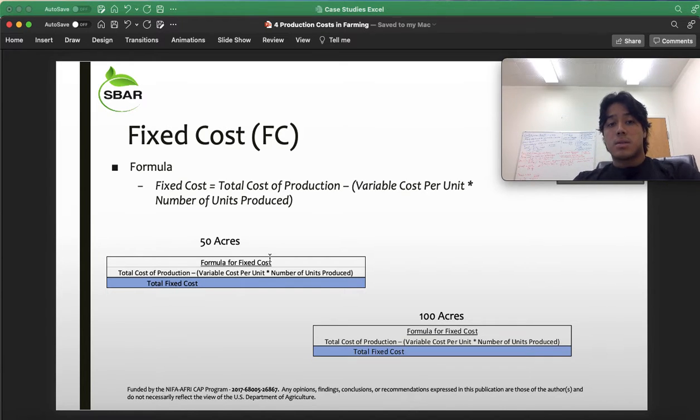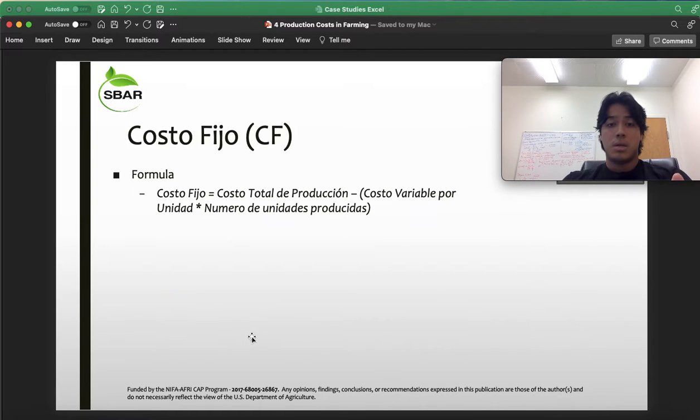So fixed cost, the formula, like I said, is fixed cost equals total cost of production minus, parenthesis, variable cost per unit times the number of units produced. You will see this on the Excel case study.